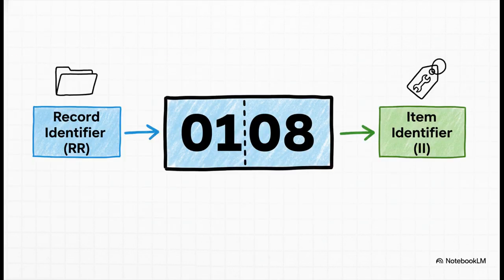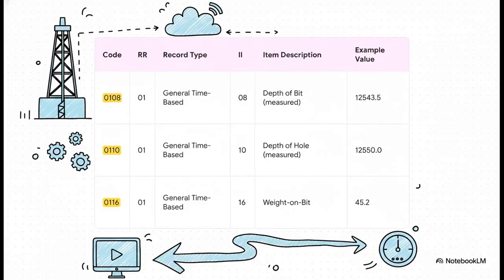Now, the secret sauce is this 4-digit code you see at the start of every data line. It's broken into 2 parts. The first 2 digits, RR, are the record identifier, and the second 2, II, are the item identifier. And this table just lays it all out perfectly.